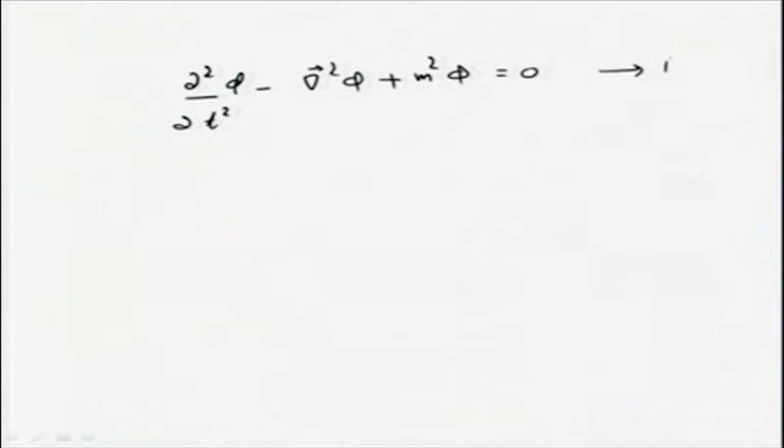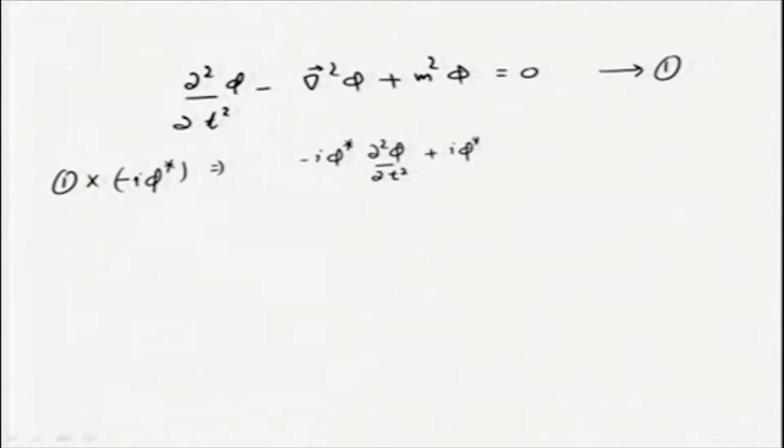Now, let me multiply this by minus i phi star. Let me call this equation 1. So, equation 1 times minus i phi star will give me minus i phi star second derivative with respect to time of phi, plus i phi star grad square phi, minus i phi star, I can take m outside, m square phi star phi, equal to 0. Let me call this equation 2.